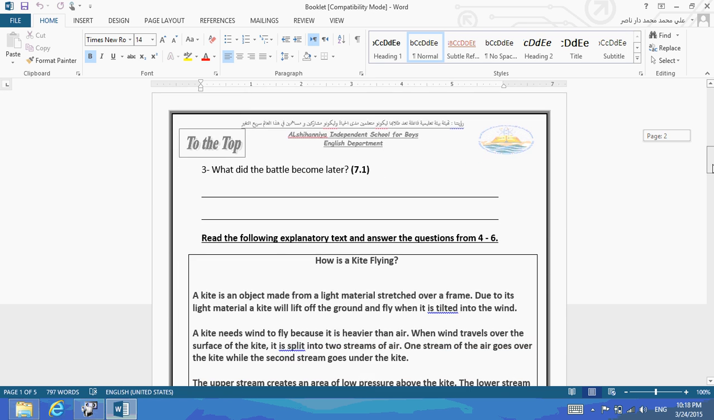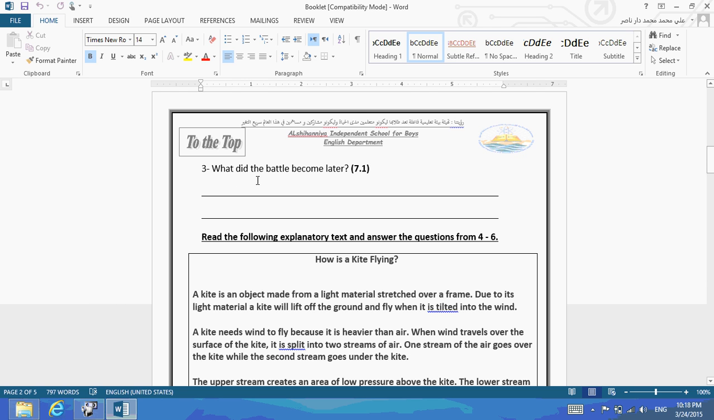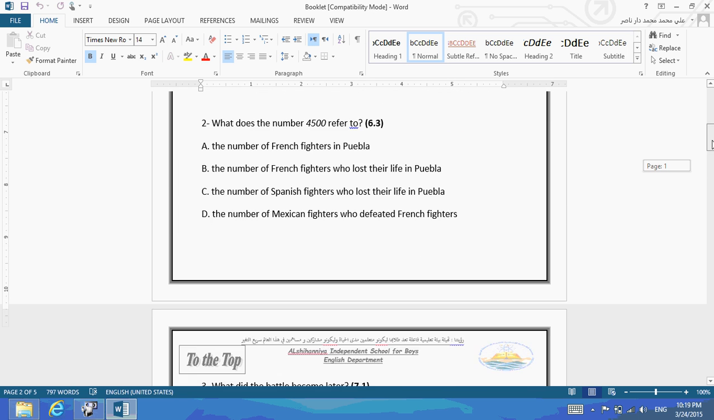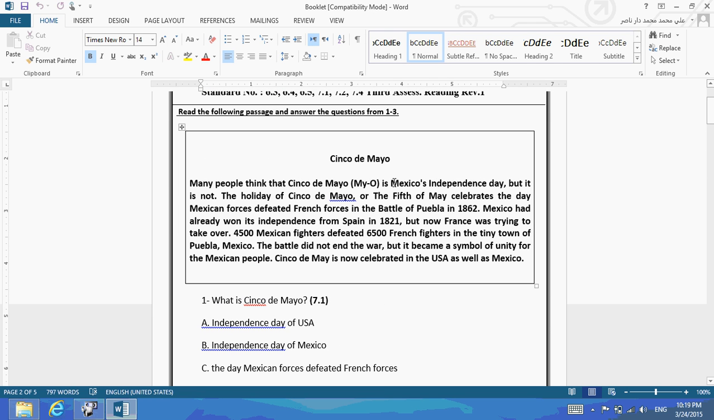Question number 3. The kind of a question is CR, constructed response. In other words, you have to write the answer. What did the battle become later? 7.1, the concerning standard. Then you start scanning the text slowly.